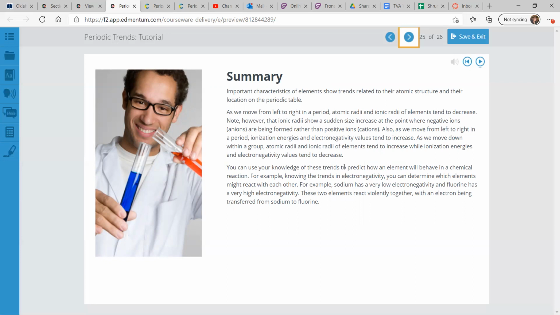You can use your knowledge of these trends to predict how an element will behave in a chemical reaction. For example, knowing the trends in electronegativity, you can determine which elements might react with each other. Sodium has a very low electronegativity and fluorine has a very high electronegativity. These two elements react violently together, with an electron being transferred from sodium to fluorine.